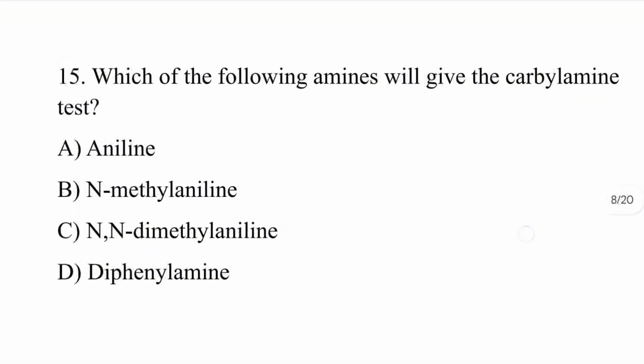Next, 15th question. Which of the following amines will give the carbylamine test? Option A: aniline, option B: N-methylaniline, option C: N,N-dimethylaniline, option D: diphenylamine.